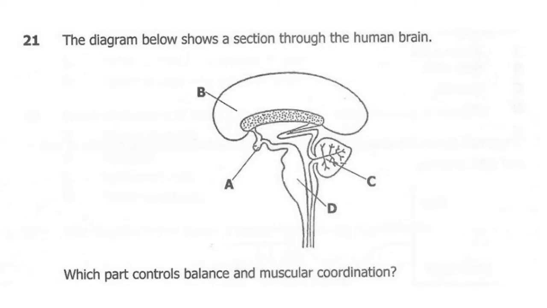We go to question number 21. The diagram below shows a section through the human brain. Which part controls balance and muscular coordination? Is it A, B, C, or D? Let me know your answer in the comment section.